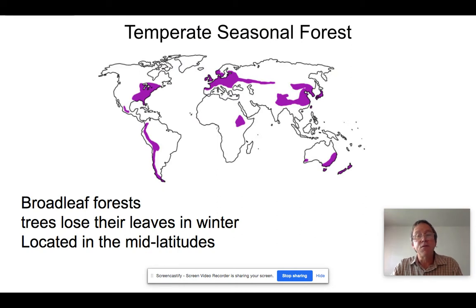Okay, temperate seasonal forests, also known as deciduous or broadleaf forests. These are areas where you have trees that lose their leaves in the winter. So they basically have large leaves that can capture lots of light during the summertime, but then they drop them in the wintertime. They tend to be found in the mid-level latitudes.